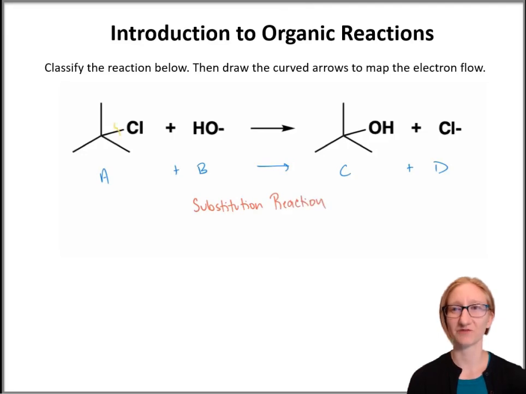Then to map the electron flow, I look for the bonds that are formed and broken. The carbon-chlorine bond is broken, and a new carbon-oxygen bond is formed. I also like to identify the nucleophile and electrophile. And here the anionic oxygen is the nucleophile, and the carbon bound to the chlorine is the electrophile. The nucleophile attacks the electrophile, so we draw a double-headed arrow originating at the oxygen lone pair and ending at the electrophilic carbon. And then the carbon-chlorine bond breaks, and the chloride leaves with both electrons from the bond. So we draw another curved arrow originating at the carbon-chlorine bond and ending at the chlorine.